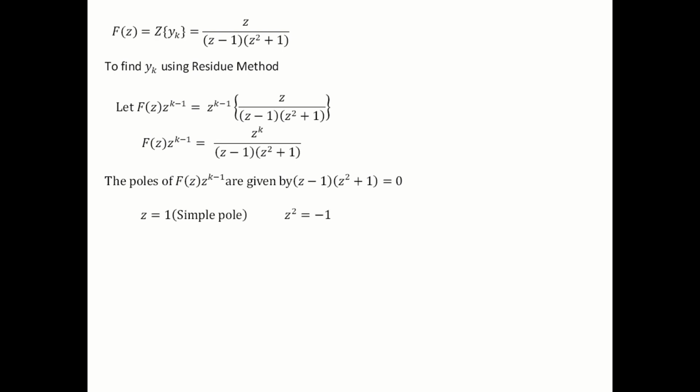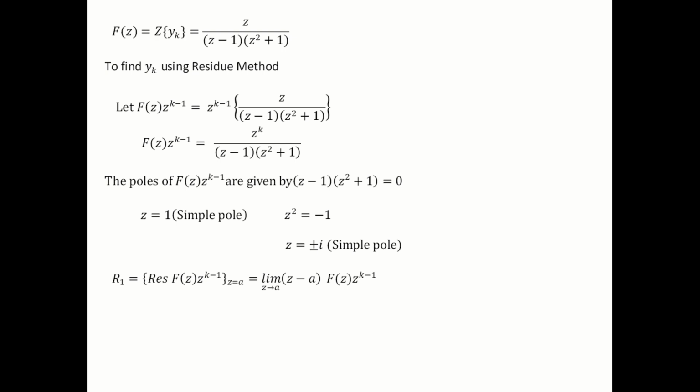So we will get a total of 3 poles, all are simple poles, right? So first we need to find residue 1, R1, which is equal to the residue of f of z, z power k minus 1, at z equal to a. So first, for the simple pole, the formula is equal to limit z tends to a of z minus a into f of z into z power k minus 1.